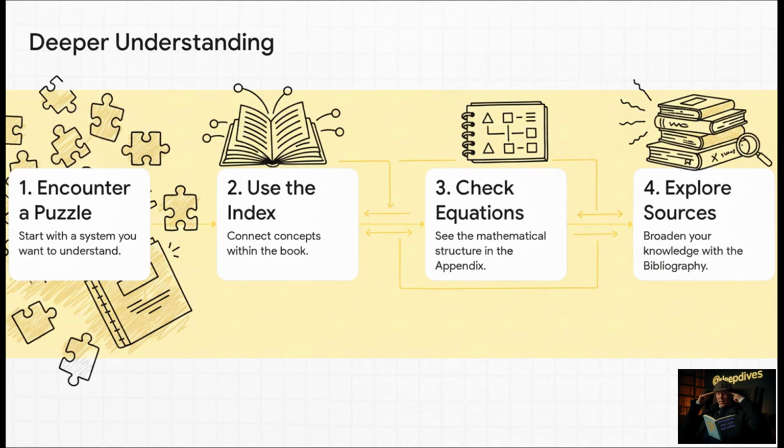So, how do you put all this into practice? Think of it like a four-step process. You start with a puzzle. You use the index to find the relevant parts of this book. You check the appendix to see the actual structure of the model, and then you explore the bibliography to see what other brilliant minds have to say. It's a path from a simple question to a profoundly deeper understanding.